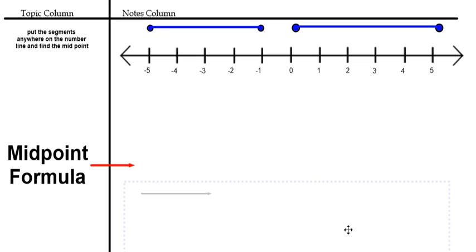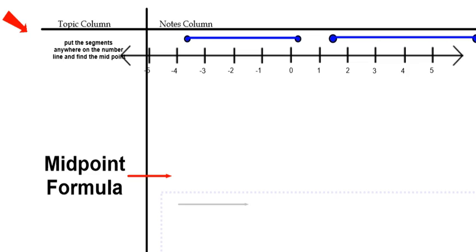All right, the last thing we're going to talk about here is the midpoint formula, and we're going to start out with these segments that we have at the top of the page here. Notice I have a number line. It goes from -5 to +5, and I have these segments up here. Over on the side, it says that they would like us to put these segments anywhere on the number line and find the midpoint of them.